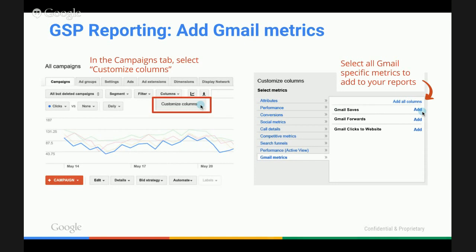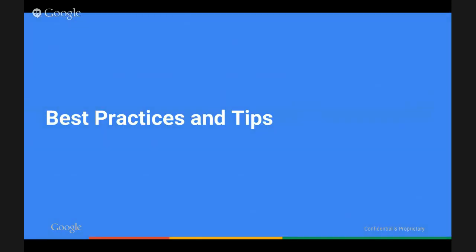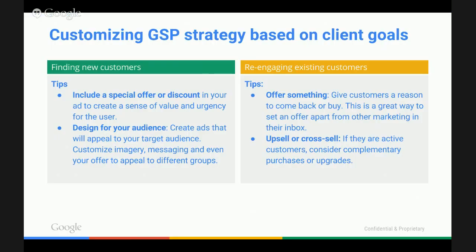And moving on, when it comes to different kinds of metrics, you can customize columns and see a variety of different statistics that the AdWords platform has. For example, you can see the metrics for how many emails were saved, forwarded, and how many Gmail clicks were brought to the website due to this type of campaign. And when it comes to best practices and tips, Laura will share a few of them with you right now.